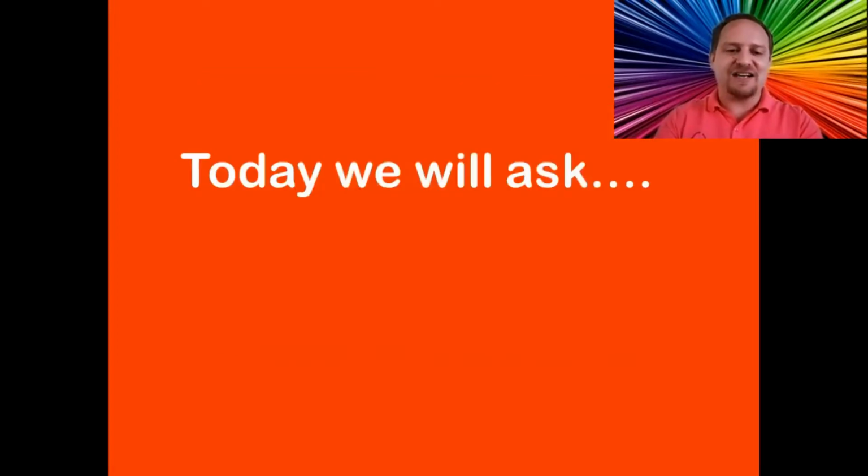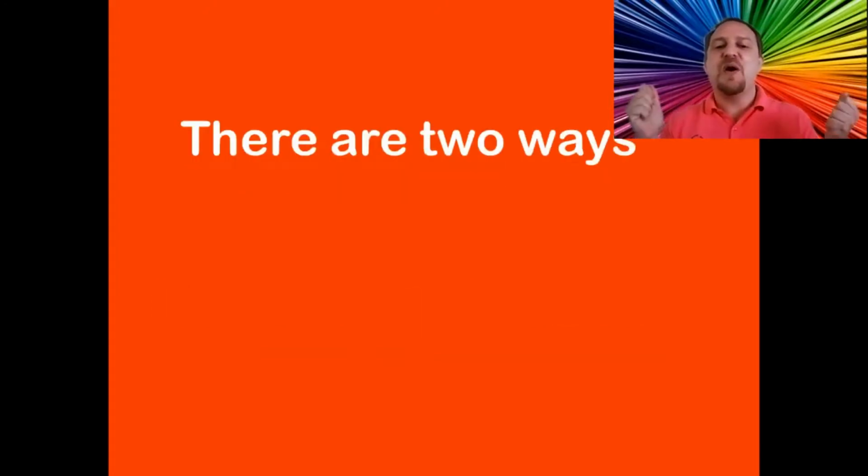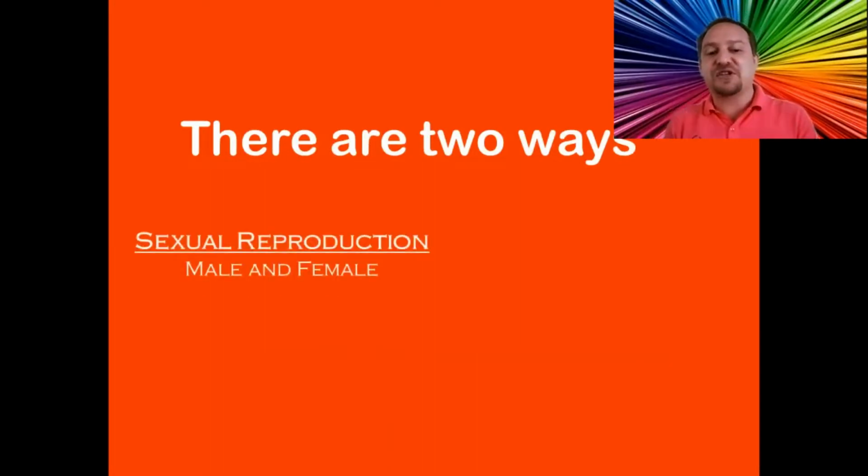Today we will ask, how are plants made? There are two main ways that plants are made that we'll look at today. The first is sexual reproduction, when you have a male sex cell and a female sex cell. For example, with flowering plants, the male sex cell is the small grain of yellow pollen. Pollen is the male sex cell. The female part of a flower is called a pistil, which we'll study next week. Inside the ovaries of the flower, you have female eggs. So this is sexual reproduction.